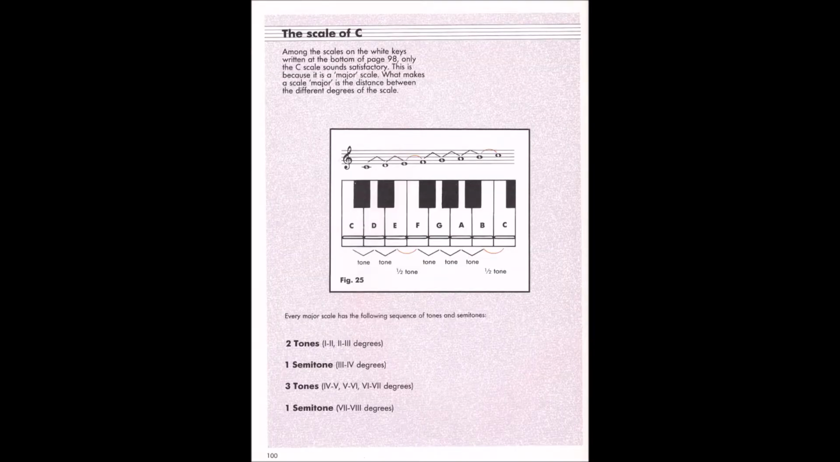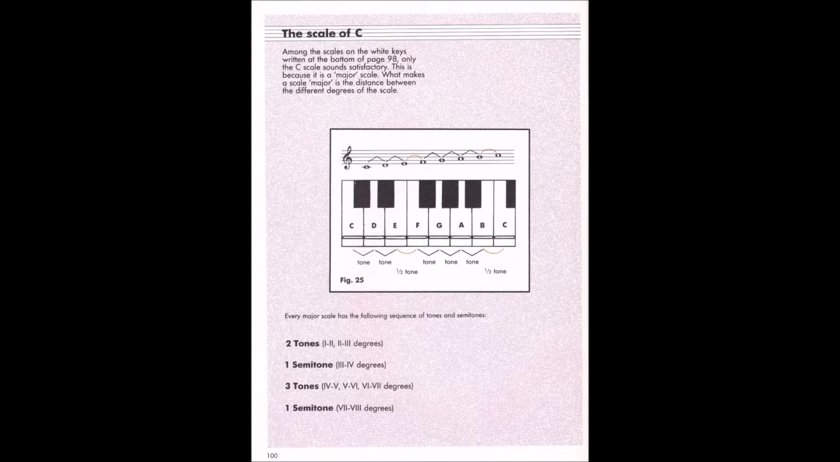But this still doesn't answer our question, what makes a scale major? To find out, turn to page 100 of your booklet. For any scale to be major, it must follow a very precise musical rule. This rule states that all the notes or degrees of the scale must be a whole tone apart, except for the third and fourth, and the seventh and eighth degrees, both of which must be only a semitone apart.